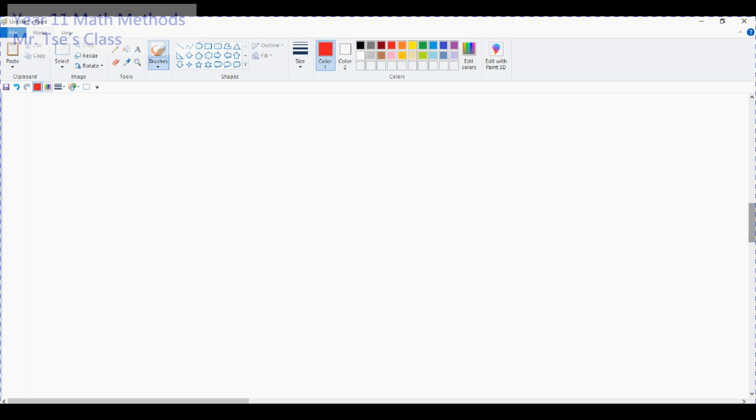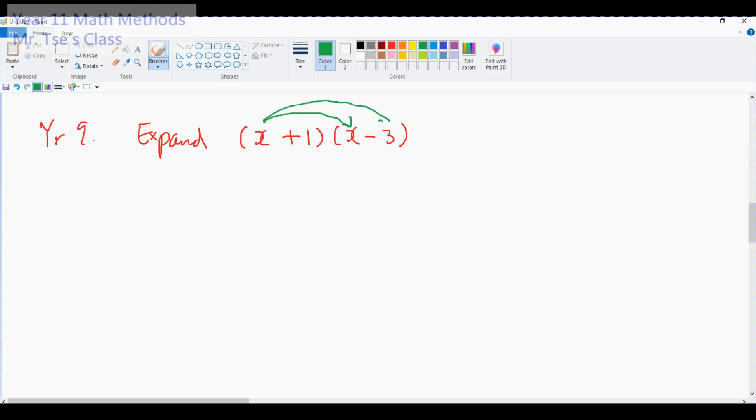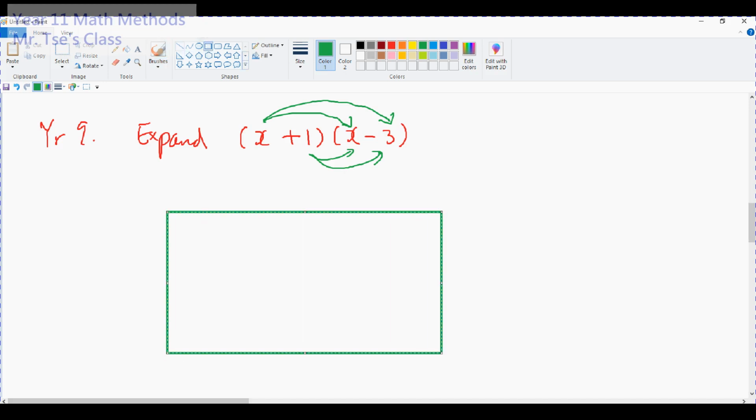Okay, let me start with this. So in year 9, there's some question like, can we expand expressions like this? I know some of you might do it by drawing arrows, and you will get your answer anyway. But there's another way to do it. You can draw a table.